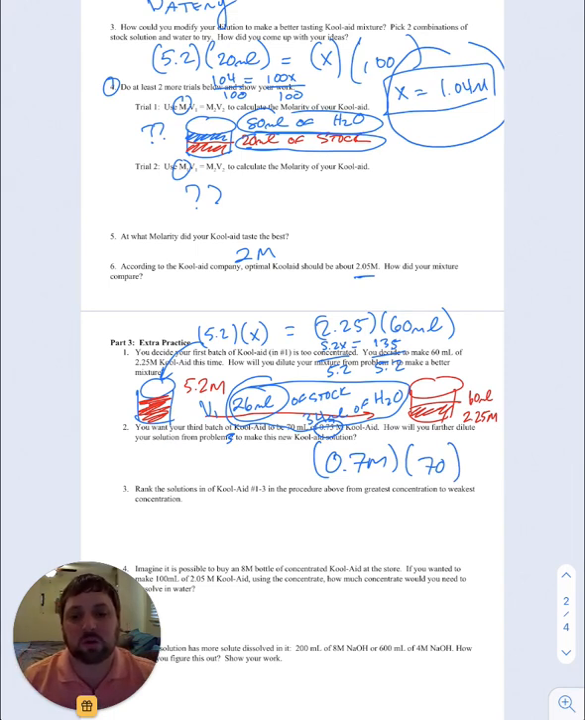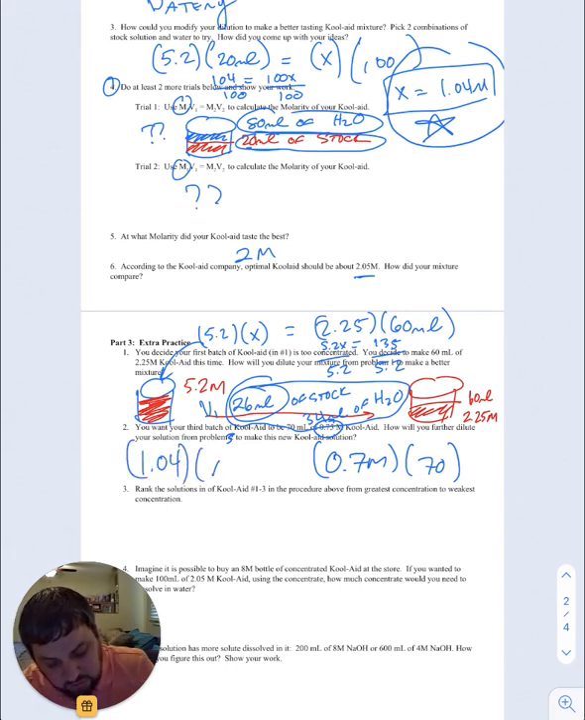Well, what are we starting with? Well, it said we're starting with our solution that has a concentration of 1.04. So 1.04 is my initial molarity, and now I'm solving for how much stock I need. Remember, this is my stock solution in this instance, and from it we can derive how much water we need to add to it. So let's do our math again.